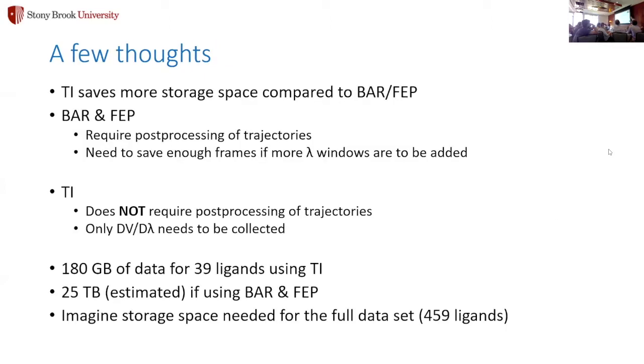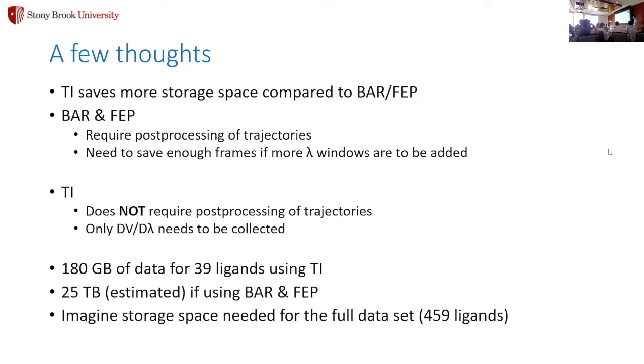I'm not so sure about these slides, but I think TI saves more storage space compared to FEP and BAR. If I remember correctly, BAR and FEP require post-processing. It can be done on the fly, but if you need to add more lambda windows and get a new spacing, then you will have to do the post-processing again and pull out all the trajectories. So with BAR, you might need to save some trajectory just in case you change the lambda spacing. But with TI, I never worry about saving trajectory because it does the dV/dlambda calculation on the fly.